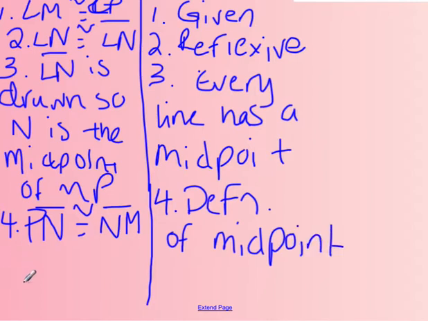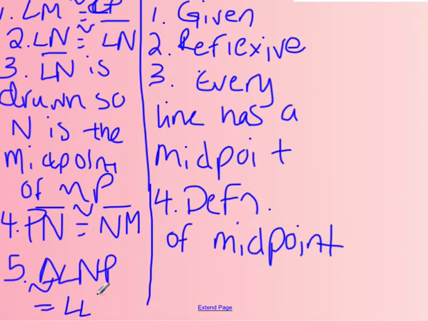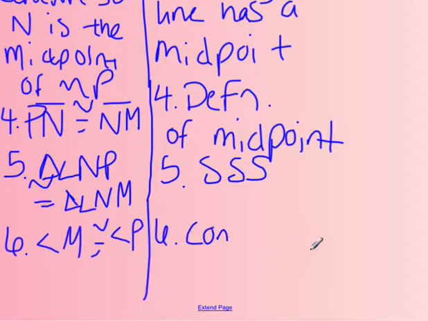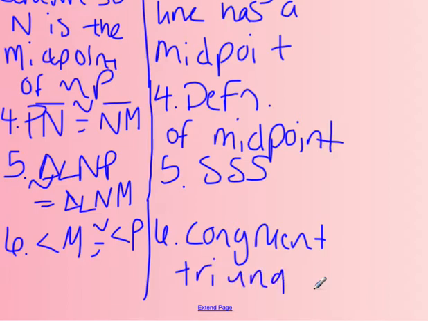Next, I can confidently say that triangle LNP is congruent to triangle LNM. How do I know that? I know that by side, side, side. That's what we did on the previous note sheet. If those triangles are congruent, then we can say angle M is congruent to angle P, and that's just by the definition of congruent triangles. So that's just a little proof. We're not going to have you guys do that so much in class, but I just wanted to get your brain thinking a little bit.